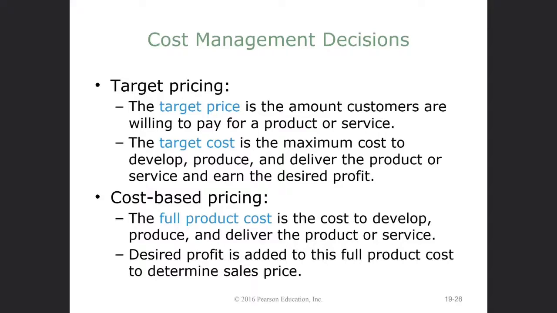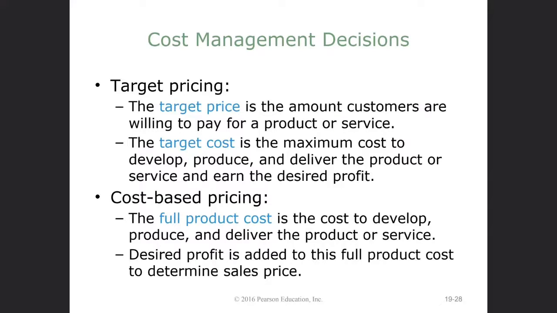Anybody know what target pricing is? I guess the definition says it's like I've heard a different word for it before. You've probably heard it before. I'm sure you have, like in economics or marketing or any of those business-related classes. So target pricing is the amount that customers are willing to pay for a product or service.